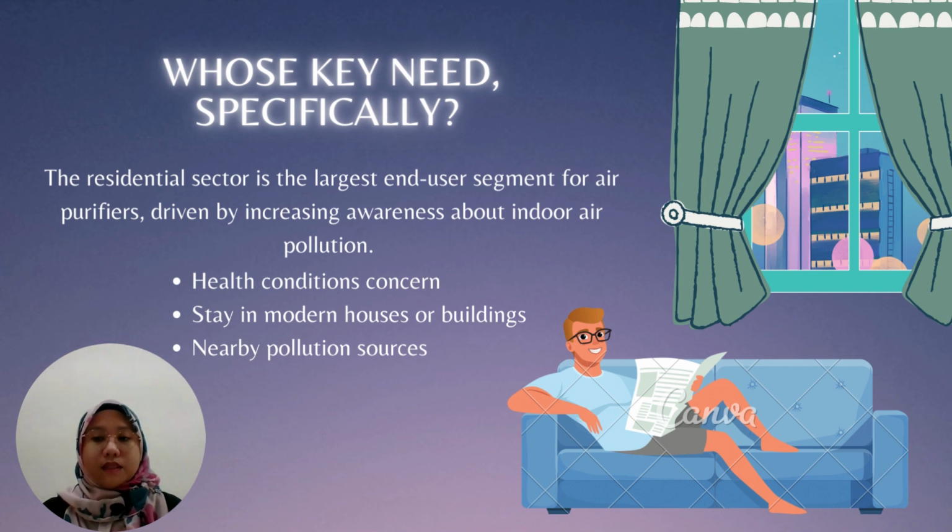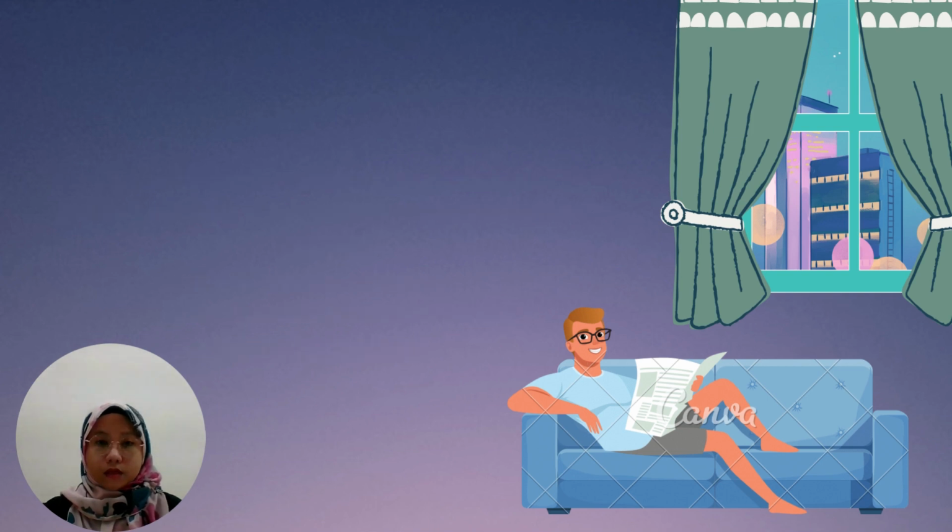Other than that, people who stay in modern houses or buildings that are better sealed to comply with the requirement. In that case, the airflow circulation is compromised and pollution can be trapped inside the house. Next, people who stay nearby pollution sources. For instance, they are exposed to various pollution from vehicle exhaust, construction contamination, and fresh paints. Thus, installing an air purifier can filter all these harmful particles.